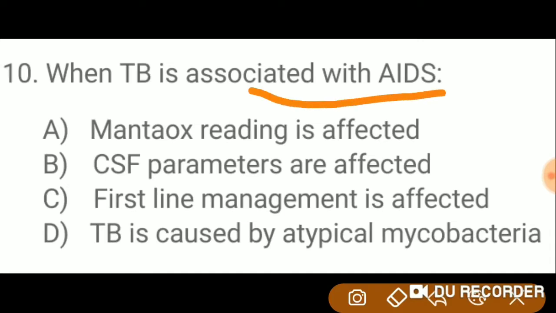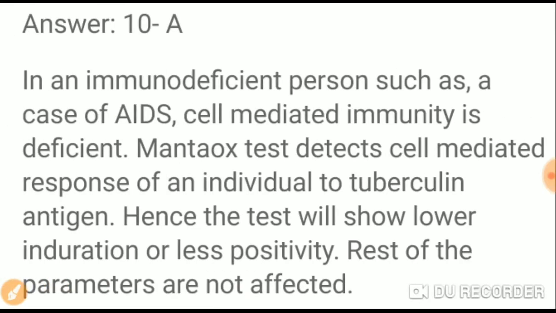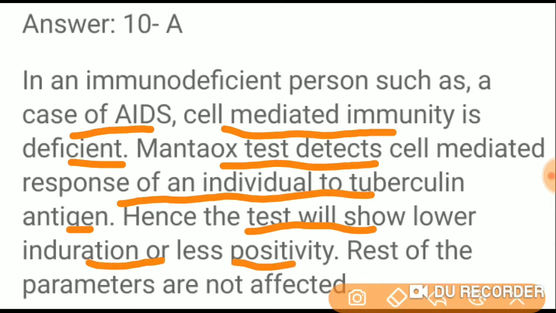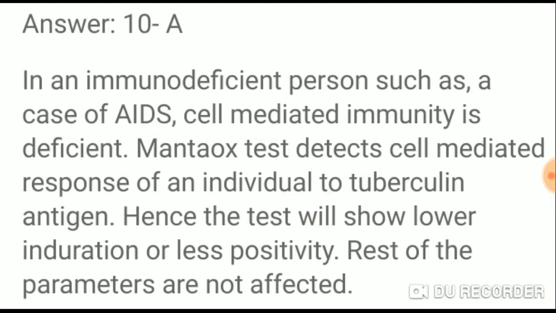When TB is associated with AIDS, is the Mantoux reading affected, the CSF parameter affected, first line management affected, or is tuberculosis caused by atypical mycobacteria? So the answer, I think, is Mantoux reading is affected. Let's see. Yes, this is true. In an immunodeficient person, such as in a case of AIDS, cell-mediated immunity is deficient. Mantoux test detects the cell-mediated response of the individual to tuberculin antigen. Hence, the test will show lower induration and less positivity; the rest of the parameters are not affected.